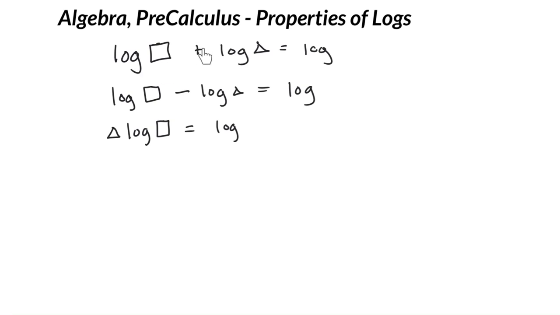When logs are being added together, the expressions inside those logs are multiplied. And that's how we would combine them. So it would combine to one log where we would say whatever was inside the first log multiplied by whatever was inside the second log. So for example, if we had the log of 4 plus the log of 7, that would be equal to the log of 28.